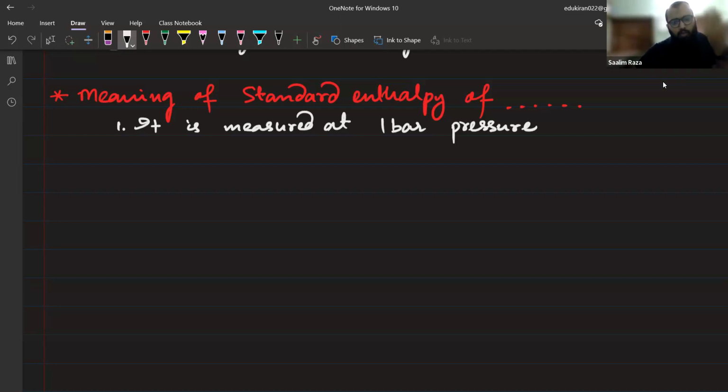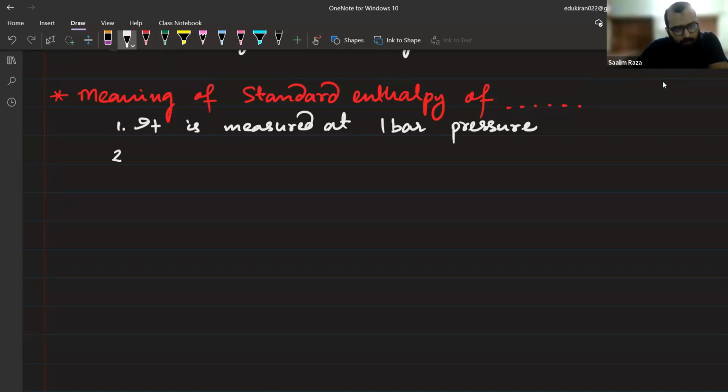bar is directly related to Newton and meters. Force is directly related to that. What is pressure? It is force upon area, right? Force has a unit of Newton and area has a unit of what? Meter square. So 1 Pascal is Newton per meter square, and 10 to the power 5 Newton per meter square will be equal to 1 bar. That is why we use 1 bar, because it is physically and practically more achievable if you want to do any reaction in a controlled way.